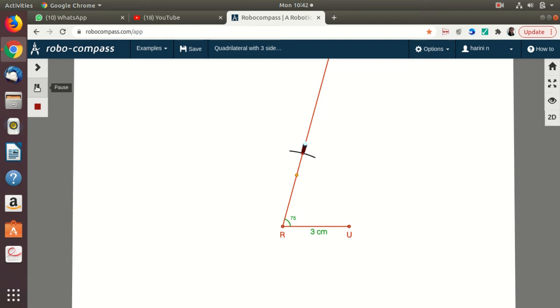And then what do you think should be the next step? It is obvious. If I have to complete the quadrilateral, I have to join T and E, and the construction will be done. It will be complete. You will join the T and E with your ruler and then that entire construction is done.